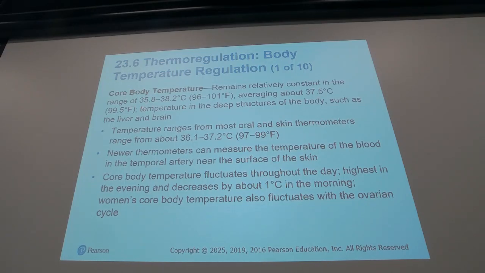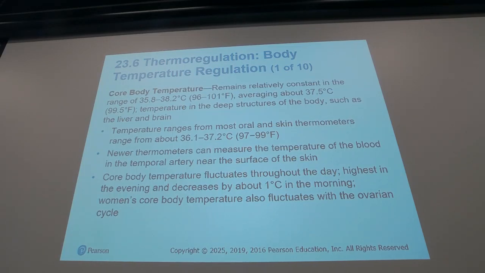Now, our body temperature ranges between 35.8 to 38.2 degrees Celsius with a median of 37 degrees Celsius. And it will be between 96 to 101 Fahrenheit. Well, not that much. So in Fahrenheit, it's like 96.3 or so. And it is important to measure the body temperature because that will tell you what is the metabolic state in some cases.